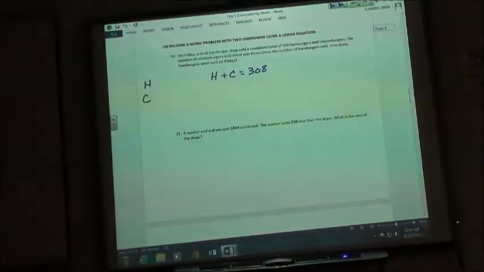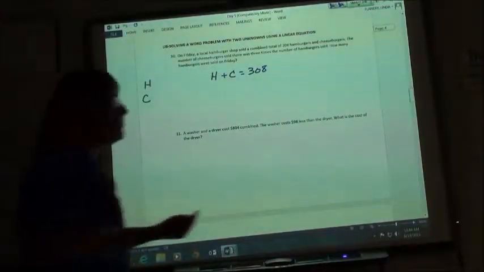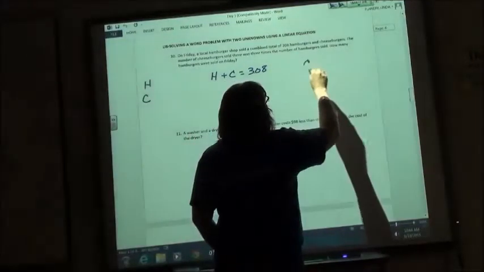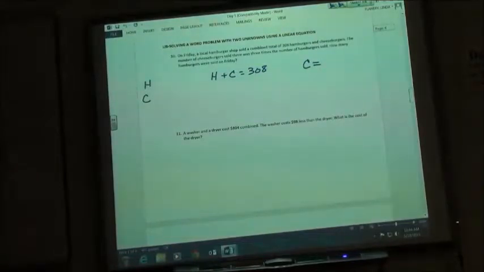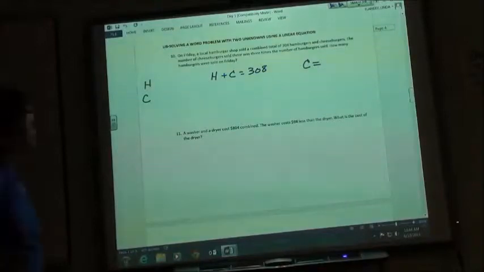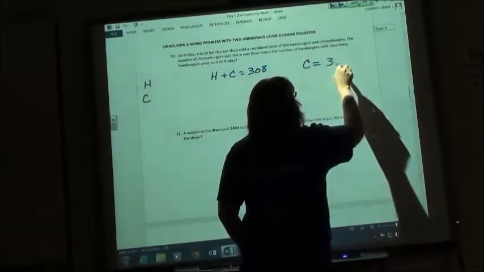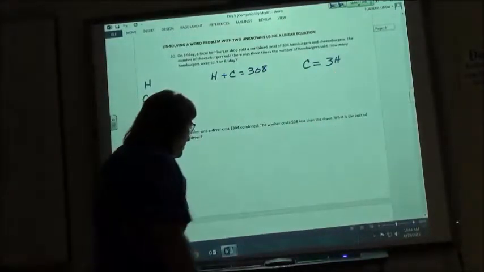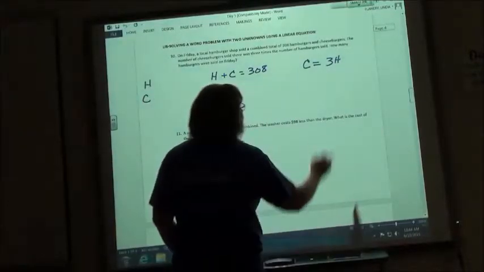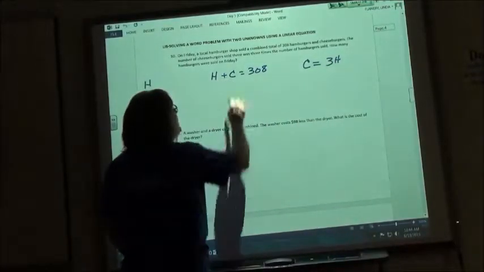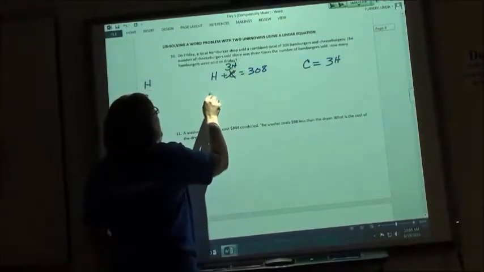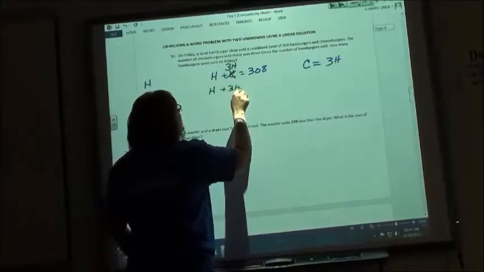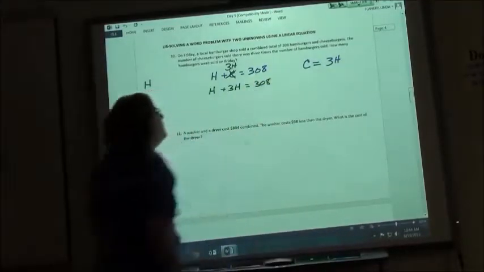So the cheeseburgers is going to be set equal to something in terms of the hamburgers. The number of cheeseburgers sold was 3 times the number of hamburgers, so C equals 3H. I'm going to solve this one by substitution. Since C is set equal to 3H, I can get rid of the C and replace it with 3H. So now I have H plus 3H equals 308.